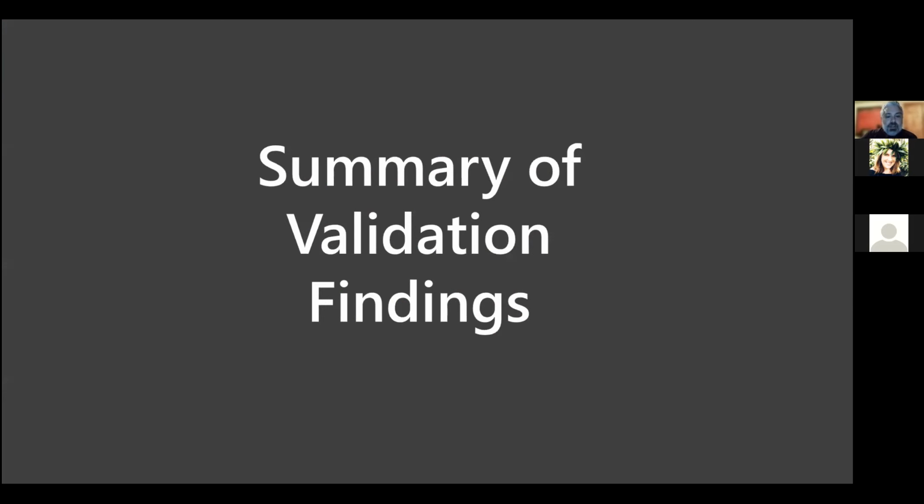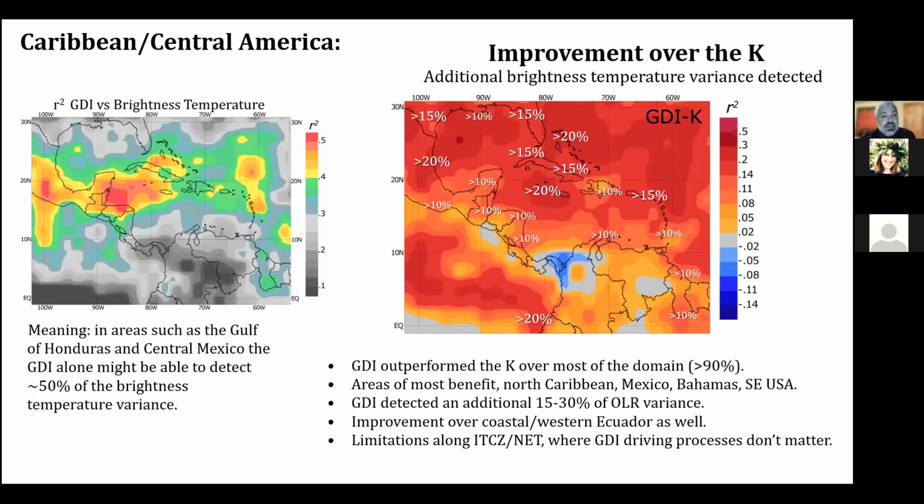Okay. So now I'm going to speak about a summary of validation findings. And these are for Central America and the Caribbean. So on the left, you have the R squared, which speaks about the percentage of variance that the GDI can be associated with. In this case, when you see values that are really high, over 0.5 or 50%, it means that for this particular period, just the GDI, without looking at anything else, was able to resolve over 50% of the variance of convection. This is pretty good.